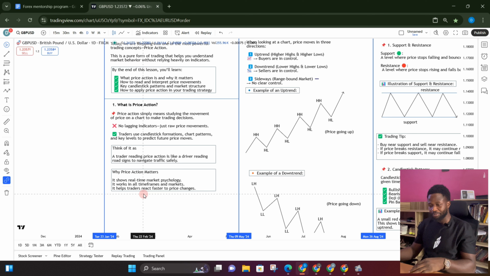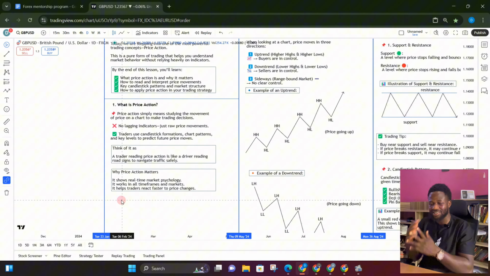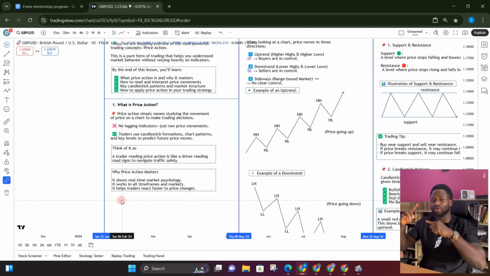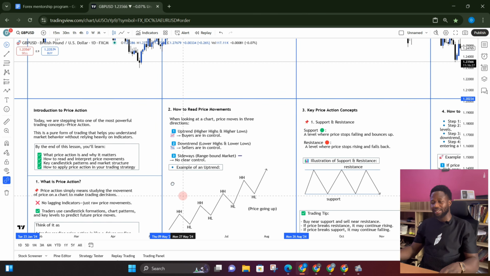Just some little intricacies about how they might be different, because the stock market is not open 24/7 like the forex market is. So just those other things. But when it comes to price action, they are basically the same. So it helps traders react faster to price changes, unlike indicators that lag behind, right?